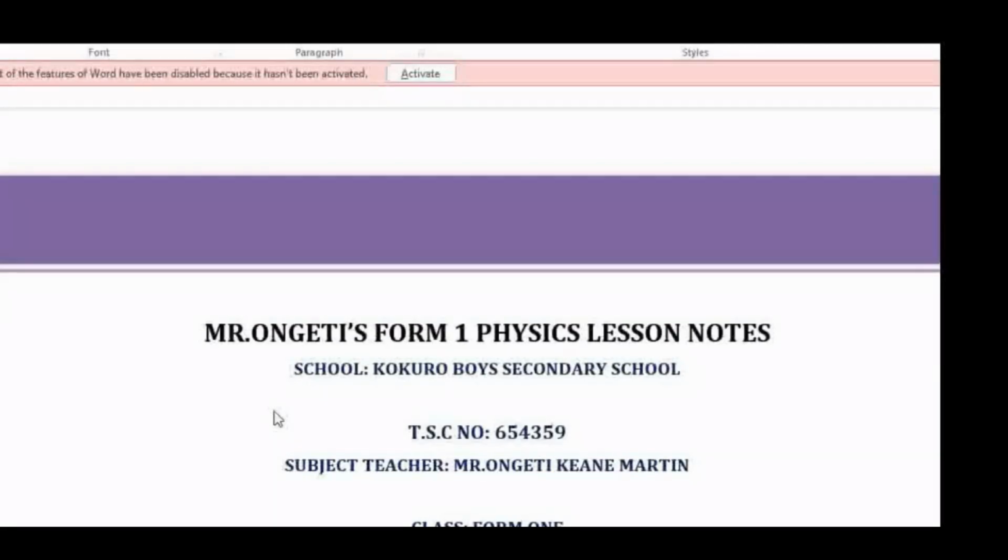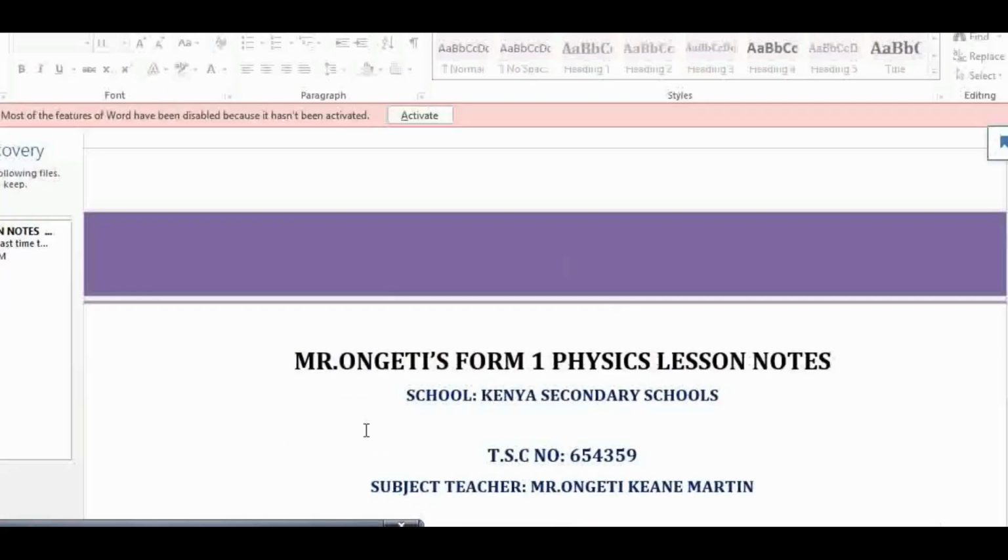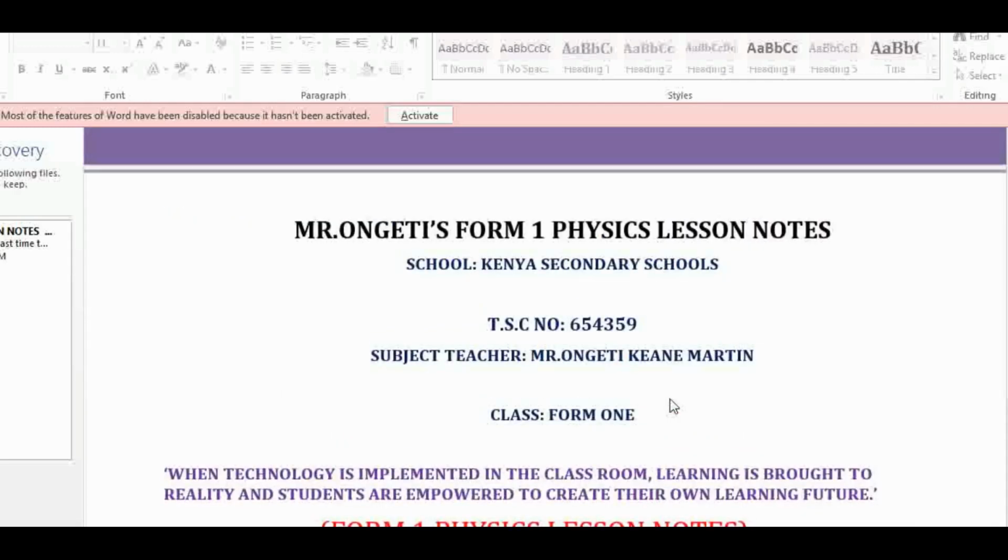I want us to have this physics lesson. This is a physics lesson for the Form 1s, and it is an introductory lesson in high school. As you can see, this is my book here. It's written Mr. Ongeti, Form 1 Physics Lesson Notes, and it is meant for the Kenya Secondary School.